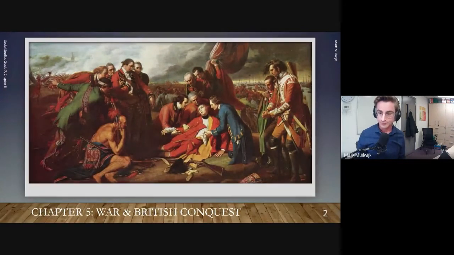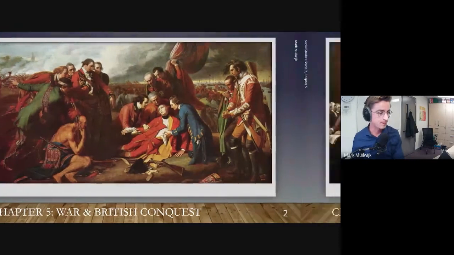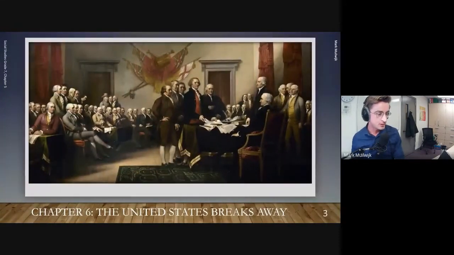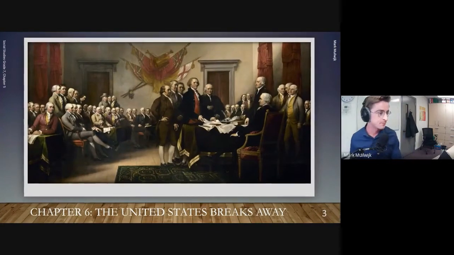It contains the following chapters. Chapter 5 is War and British Conquest, and we're going to talk about that. Here you see a picture of General Wolfe, the British general who died but did win the Battle of the Plains of Abraham. Chapter 6, the United States breaks away. In chapter 6, we're going to do American history, most significantly the War of Independence.